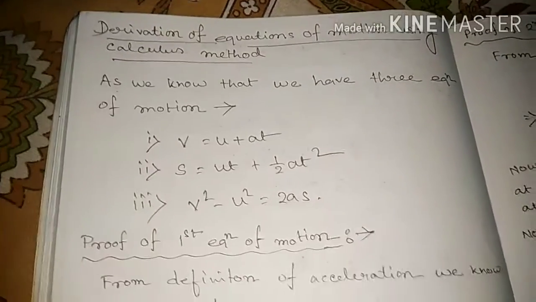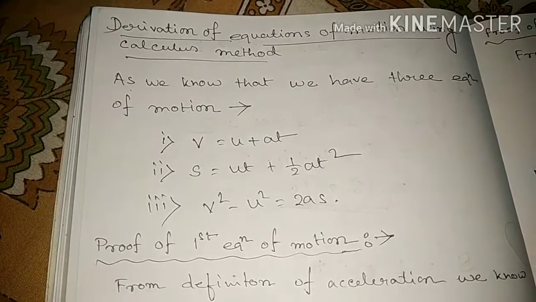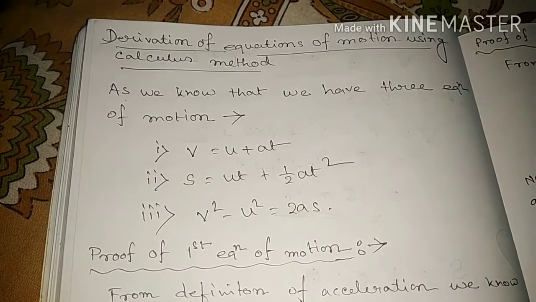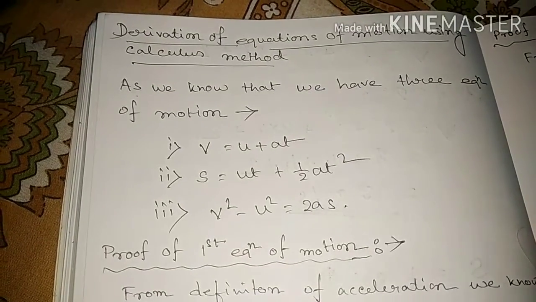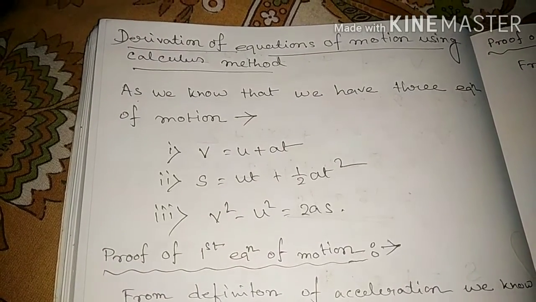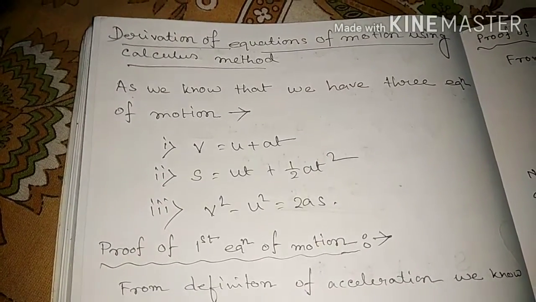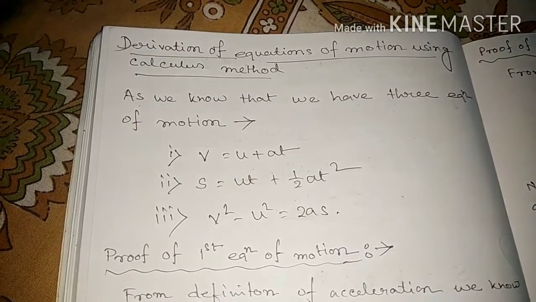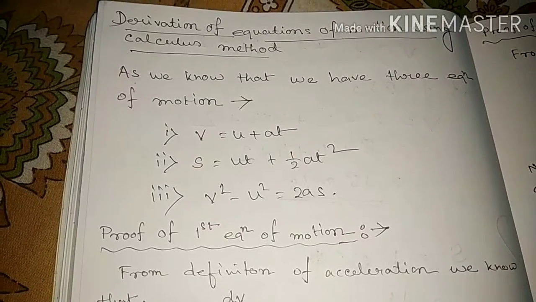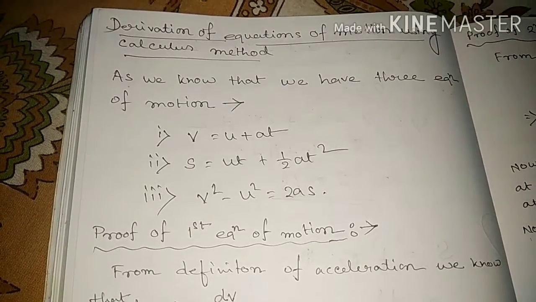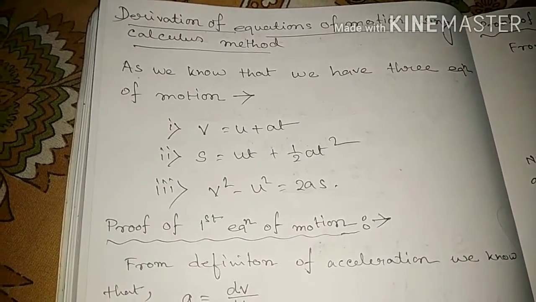Today we discuss the equation of motion and we derive that by using the calculus method. Calculus method means by using differentiation and integration. So in last class we discussed integration and some examples related to integration, how we solve that one, and we studied there are two types of integration, definite and indefinite. That process of differentiation and integration we use here to derive the equation of motion.